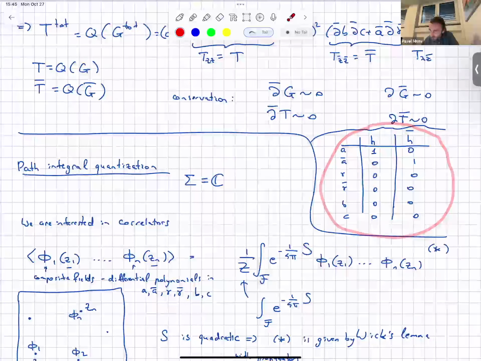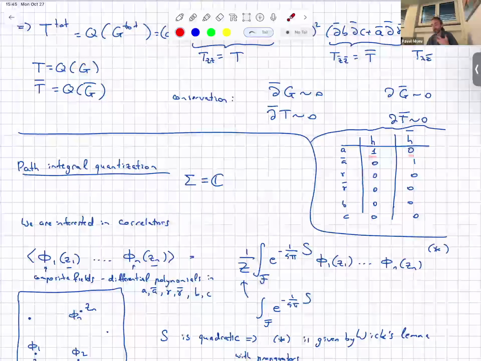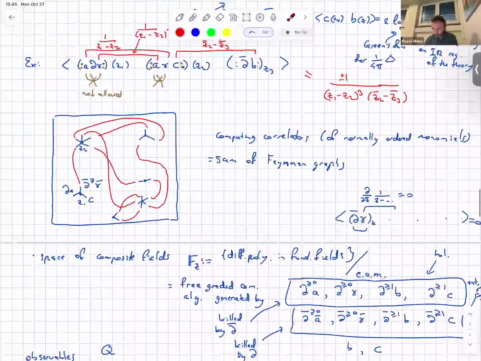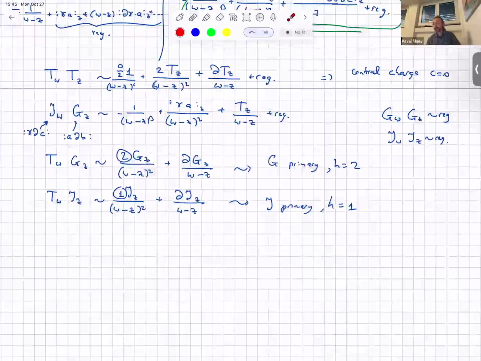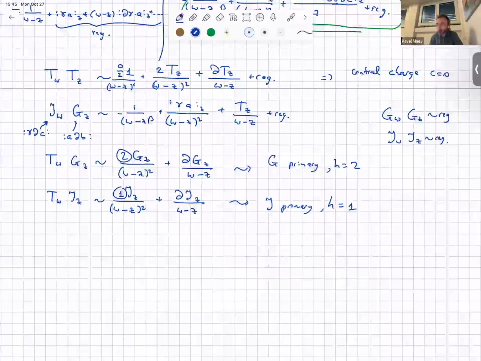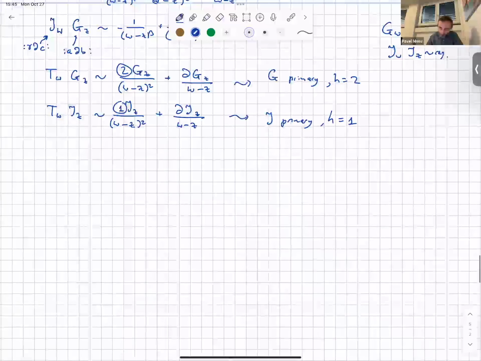And here you have the holomorphic and anti-holomorphic conformal weight. So for instance, for A, it's 1 and 0, for A-bar 0 and 1, and all the others have both conformal weights equal to 0. So, okay. Now that we know how to calculate OPEs, we can also calculate other usual structures of CFT.